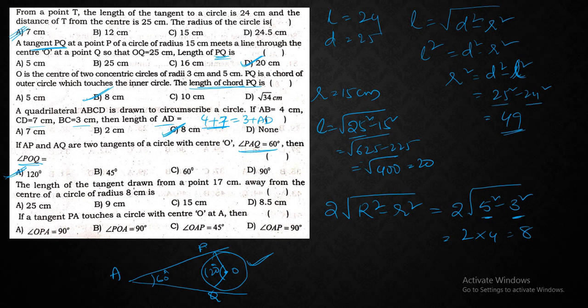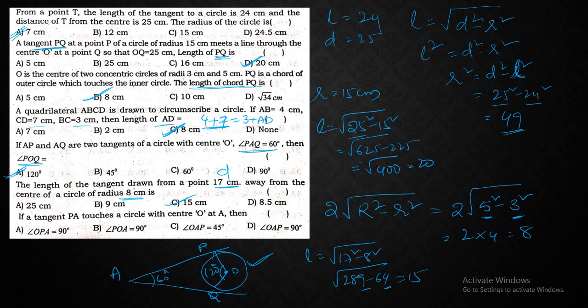Next, the length of tangent drawn from a point 17 centimeters. That means this is the distance, and the radius is 8. So what is the length of the tangent? L is equal to square root of 17 square minus 8 square. 17 square is 289 minus 64. This gives me 225, which is nothing but 15. So from this, what is the answer?